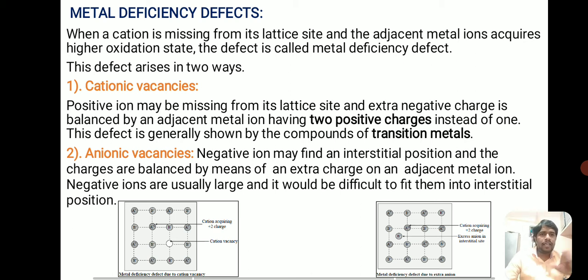Next one, anionic vacancies. In the second picture you observe here the negative ion may find an interstitial position. You can observe one ion which finds a position in the interstitial, and the charges are balanced by means of an extra charge on an adjacent metal ion. Negative ions are usually large, so it would be difficult to fit them into an interstitial position.